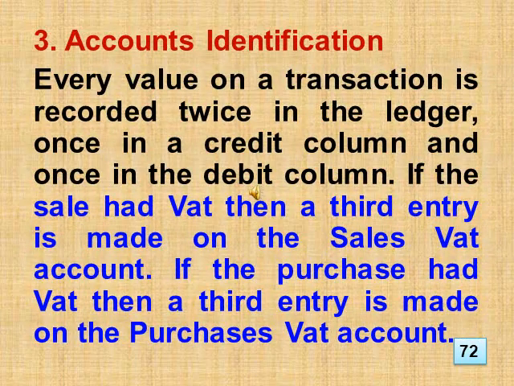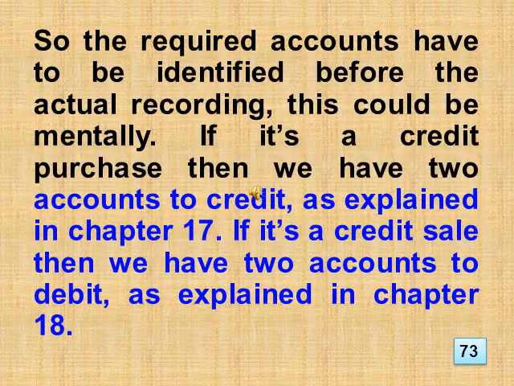3. Accounts identification. Every value on a transaction is recorded twice in the ledger, once in a credit column and once in the debit column. If the sale had VAT, then a third entry is made on the sales VAT account. If the purchase had VAT, then a third entry is made on the purchases VAT account. So the required accounts have to be identified before the actual recording. If it's a credit purchase, then we have two accounts to credit, as explained in Chapter 17. If it's a credit sale, then we have two accounts to debit, as explained in Chapter 18.